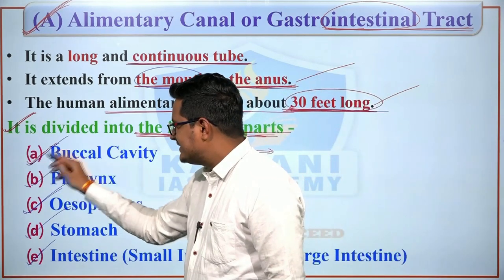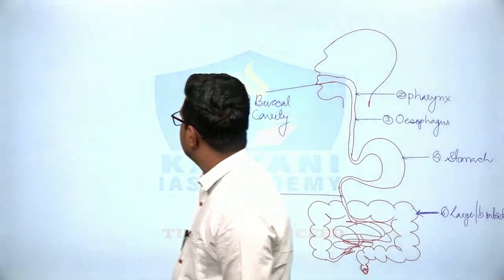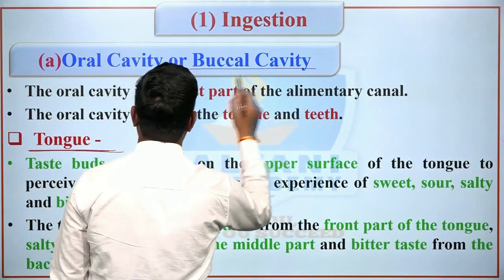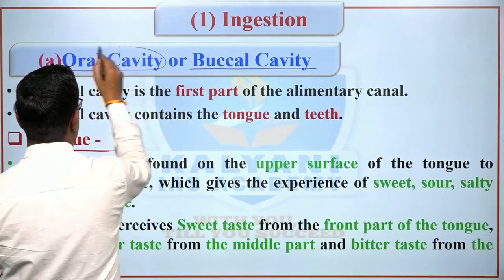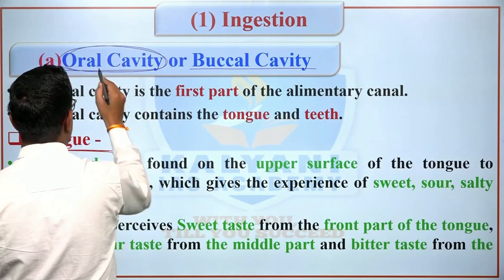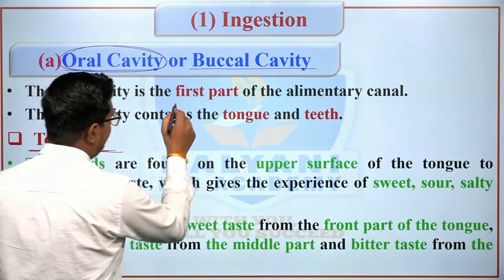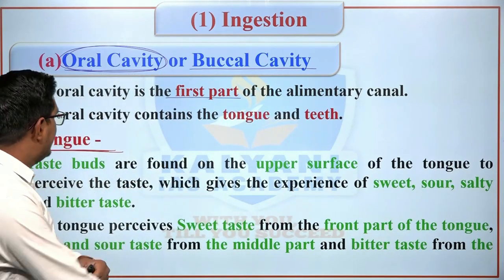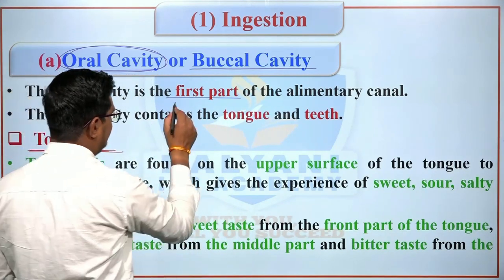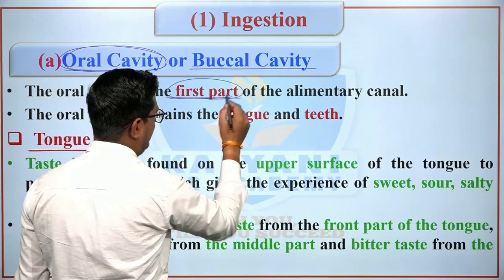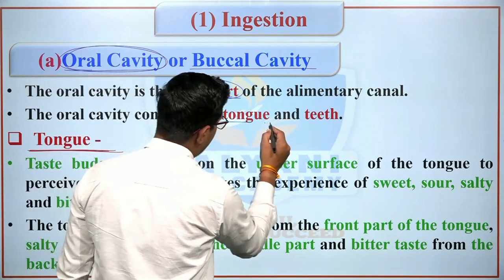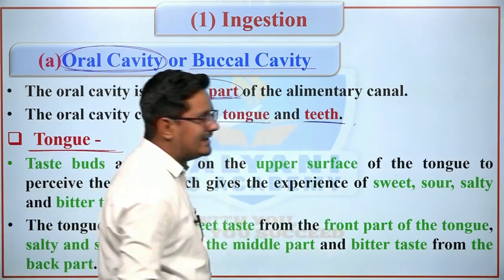Now, let's study the buccal cavity. The buccal cavity is also known as the oral cavity, and the oral cavity is the first part of the alimentary canal. This is the first portion, right? The oral cavity contains the tongue and teeth as well as the salivary glands.